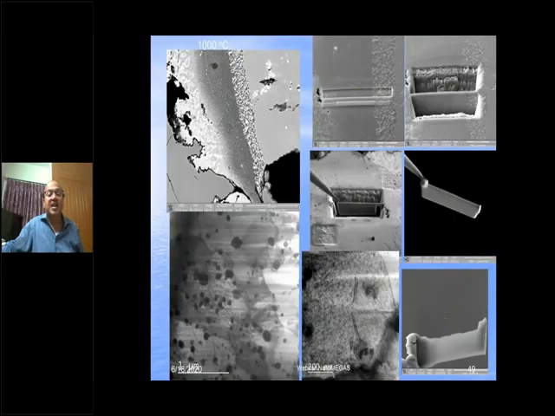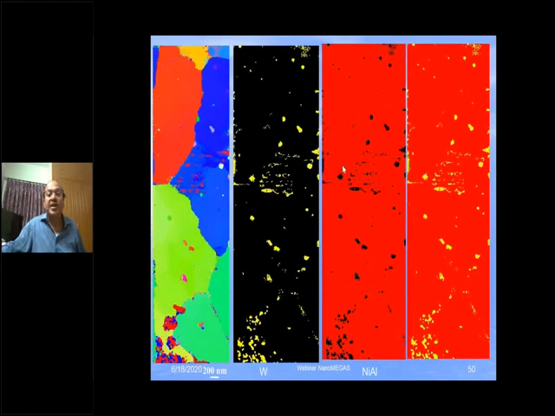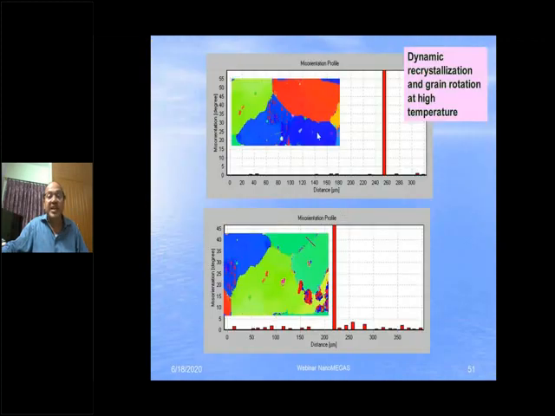So basically we have started using the same techniques. You use FIB to actually take out samples from here, and then we have started doing the analysis in the TEM and with the PED, and you can find out the mapping. That is, this is the tungsten map, this is nickel, these maps, so you can find it out. So basically in this we can find out that there is dynamic recrystallization and grain rotation at very high temperature. This sort of thing is not possible to find out using other techniques.